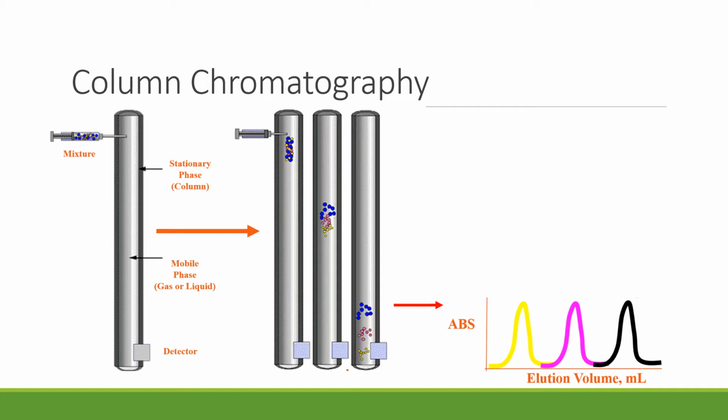The components then emerge one at a time at the end of the column, where we can either detect or quantify them using a detector, or we can even collect them in individual containers. And then usually the first spike that we see here in our volume is usually the eluent itself.